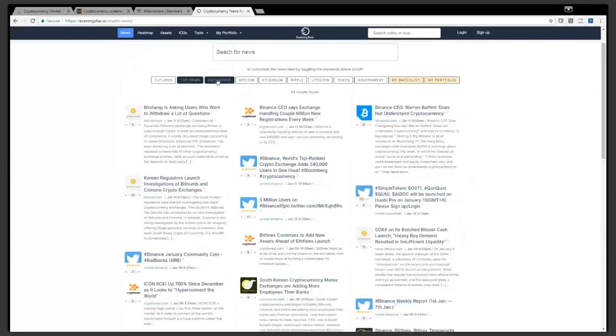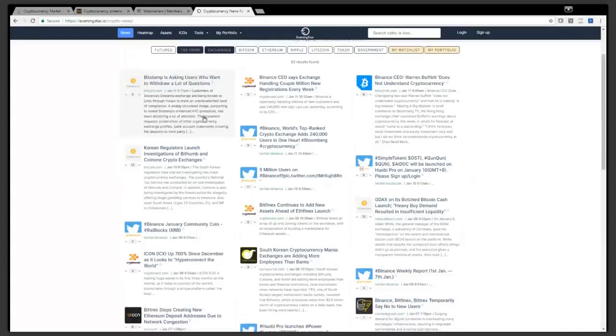So you can see here, Bitstamp is asking to withdraw users who want to withdraw. A lot of questions. Let's see. Binance CEO says exchange handling couple million new registrants every week. This is really good. It also shows why the coin's exploding. Bitfinex continues to add new assets ahead of ETHFinex launch.